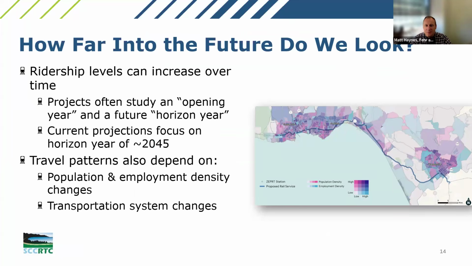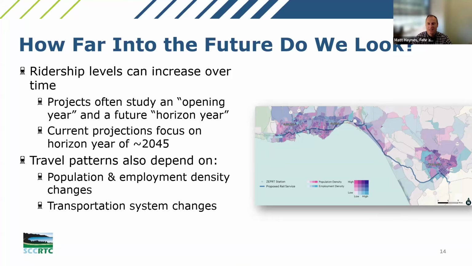So there's maybe some questions about ridership forecasting as to how far into the future we look. And a ridership model allows us to look at different time horizons into the future. Projects, especially transit projects, often look at an opening year, maybe when the system might originally open, but then also a future horizon year. So after the service has been open and operating for several years, and travel patterns have adjusted and normalized, and maybe additional regional growth has occurred, what might forecasts look like then?